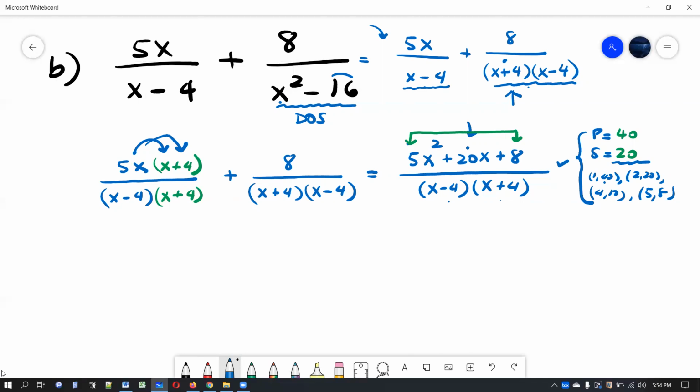And there isn't, because 1 and 40 is too big. 2 and 20, nope. 4 and 10, also no. And 5 and 8, also no. So what does that mean? It means that this is not factorable, which means that this is my final answer. So you would write just the final answer as is.